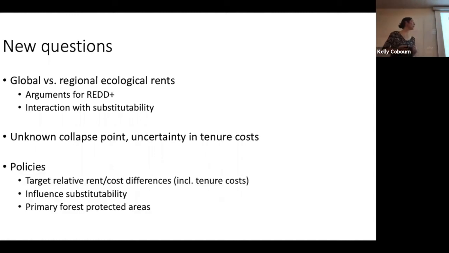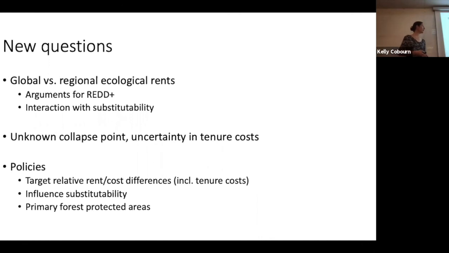And then finally, there are a number of different policies that we would like to consider. We know that we can potentially influence both the turning point and the collapse point by creating policies that target relative rent and cost differences between these land uses, including policies that influence tenure costs associated with secondary forest plantations. There's also the potential for policies that influence substitutability to play a role here. You could imagine policies that encourage different types of planting patterns or planting practices that would influence the degree to which secondary forests can substitute for primary forests in ecosystem service production.